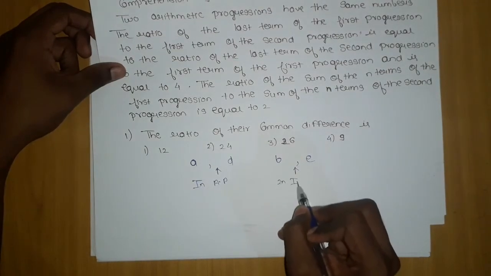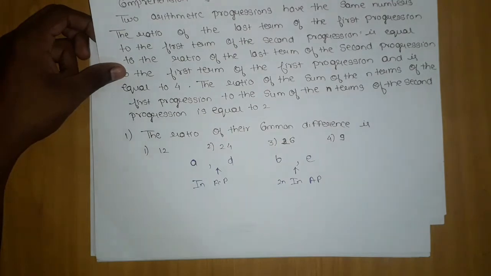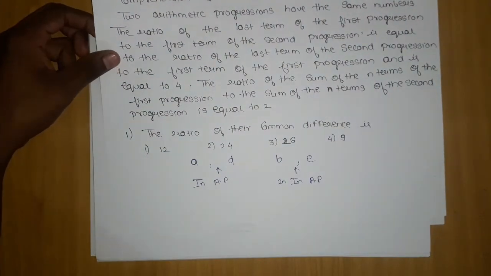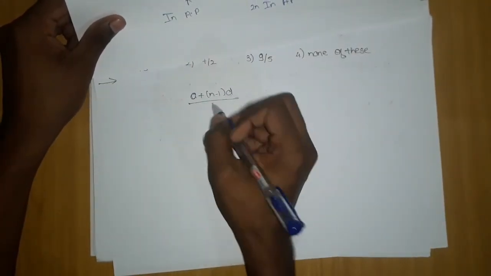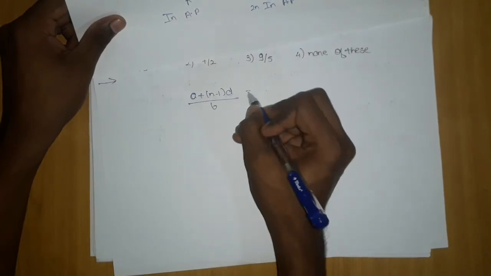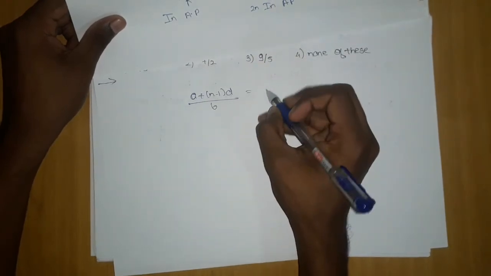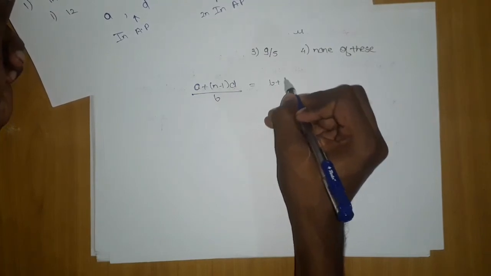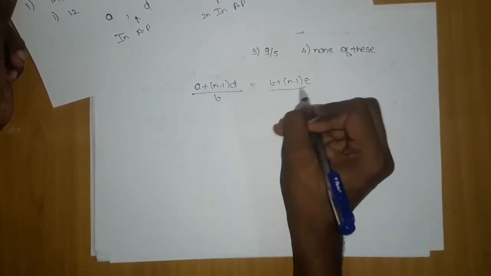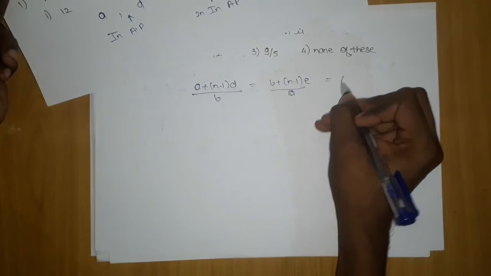Now what was the ratio of the last term of the first progression? Let me take the next page. The ratio of the last term of the first progression means a plus n minus 1 into d upon the first term of the second, which is b. Again, the ratio of the last term of the second progression to the first term of the first progression: b plus n minus 1 into e upon a is equal to 4.